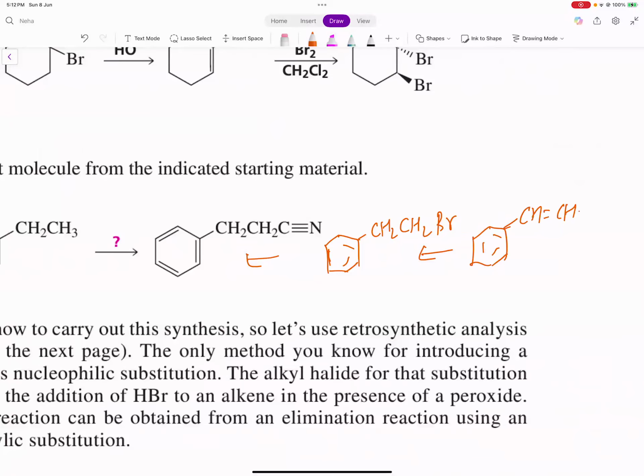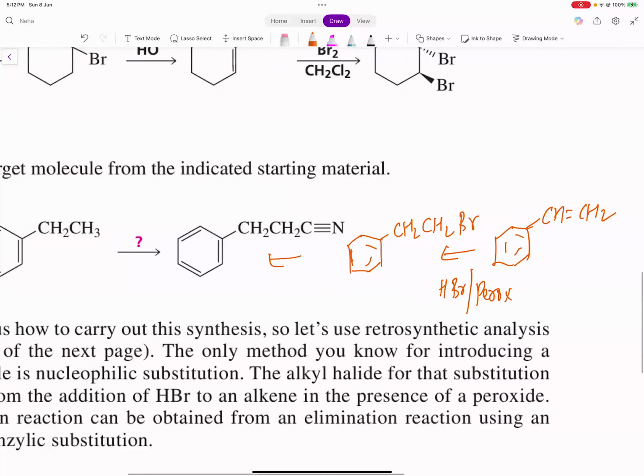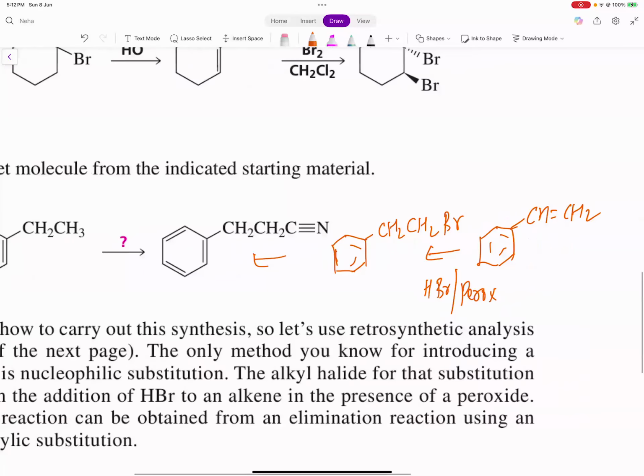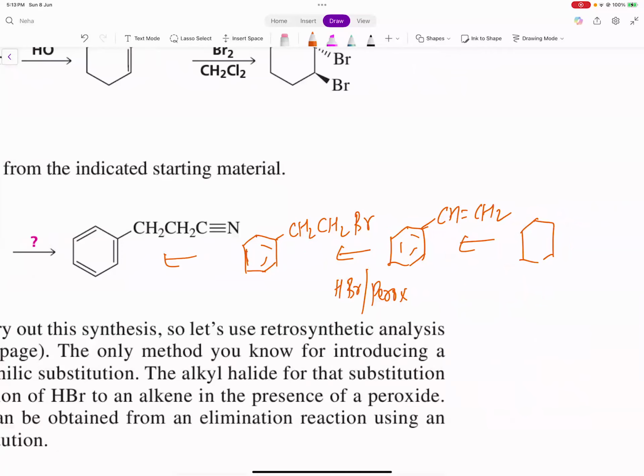CH double bond CH2, right? Yeah. How? HBr and peroxide. Okay. But how do I get this alkene? I can get it by eliminating it from here. And how can I get this from my starting material? Just by bromination, Br2 and hν. Yeah.